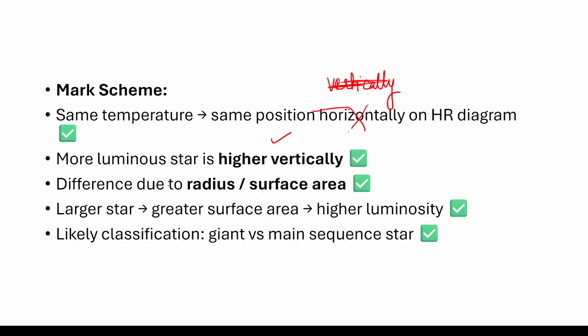Horizontally, it is in the same position. But vertically, the one which has more brightness would be higher. Why? Because it would have a larger area. Remember Stefan's law again: if the temperature is the same, the only factor responsible for luminosity would be the area. So it would be higher because it would have a larger area or larger radius and thus higher luminosity. And then you could say one is in the main sequence and another one is a giant, for obvious reasons.